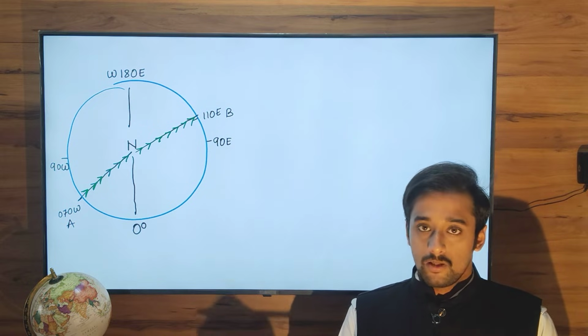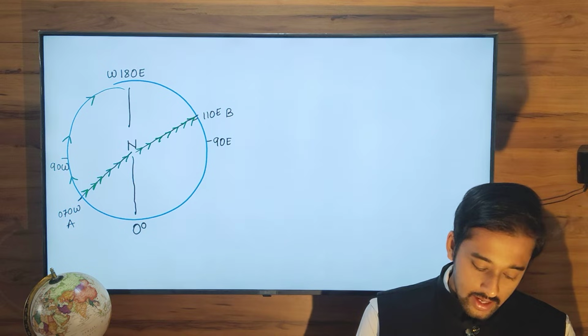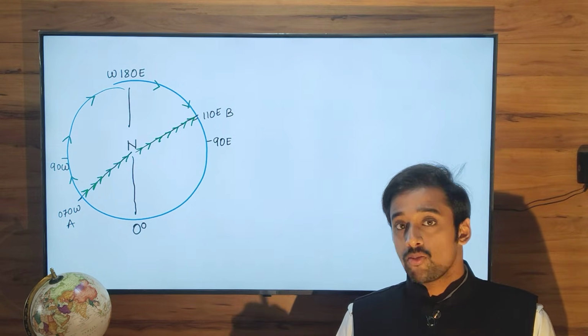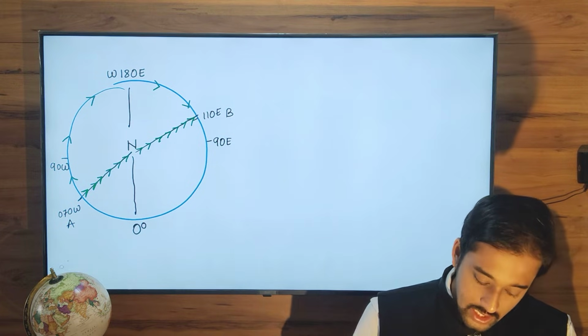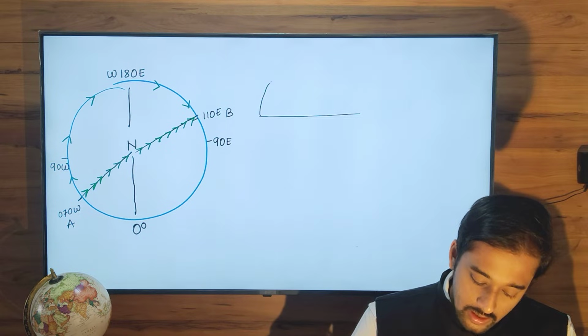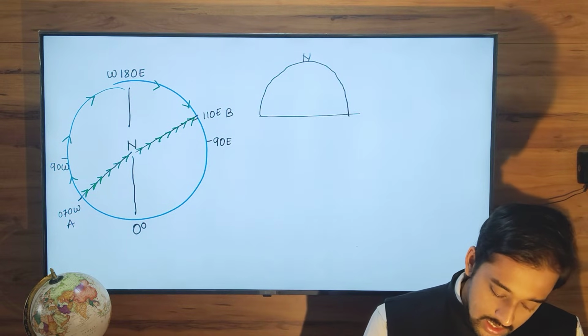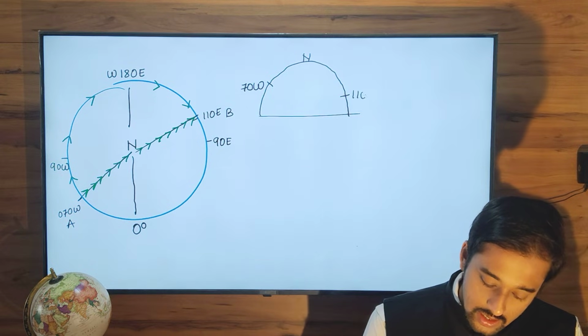If you follow a rhumb line track in a circular manner, westerly or easterly, that will give you much more distance than the great circle track. So always follow the great circle track. It will be something like this: North Pole, you are at 70 west, you have to go to 110 east.